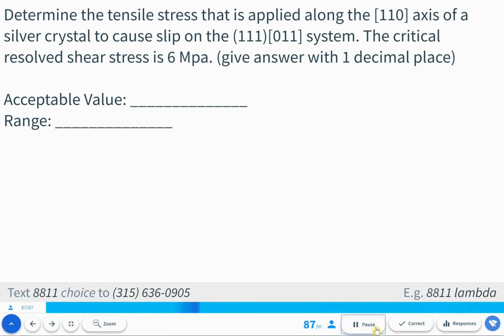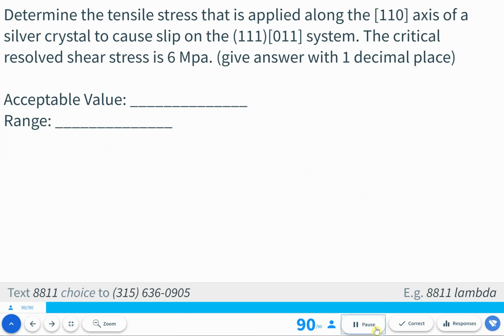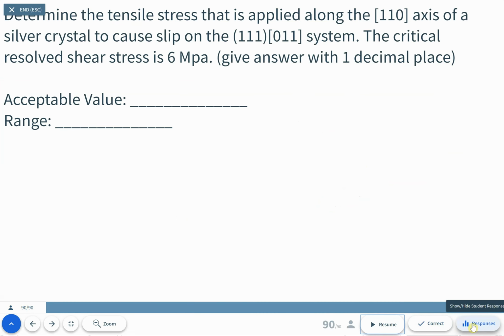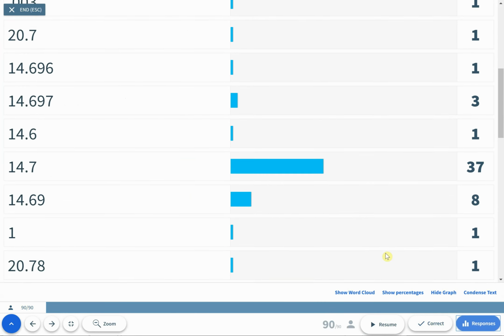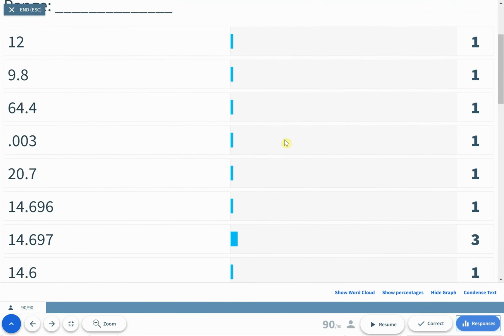Okay, we're going to wrap this up. Okay, let's see what the answers were. So lots and lots of answers, a big chunk coming in at 14.7. I think that's the right answer. Let's work it out together.